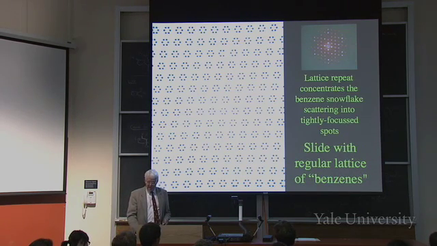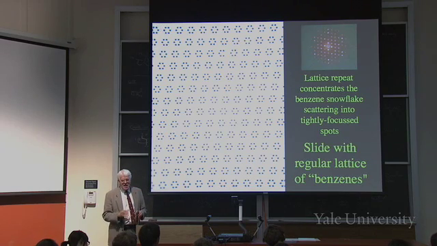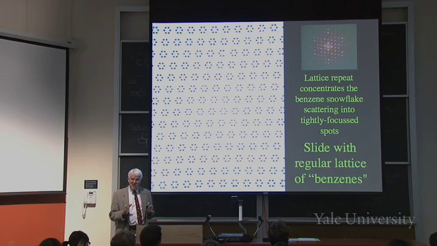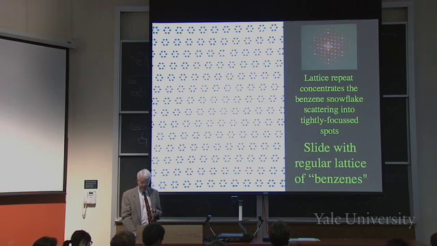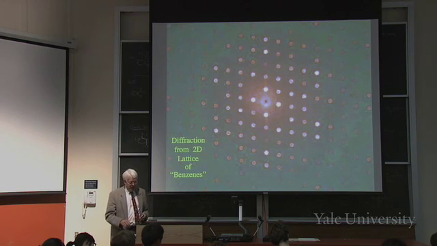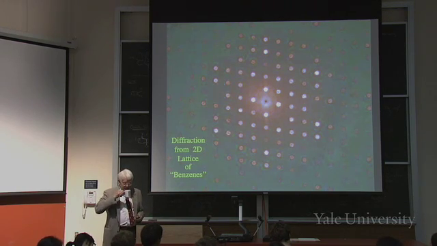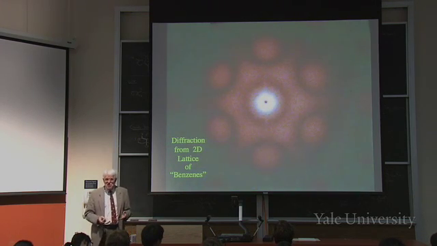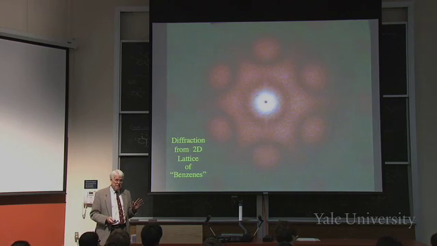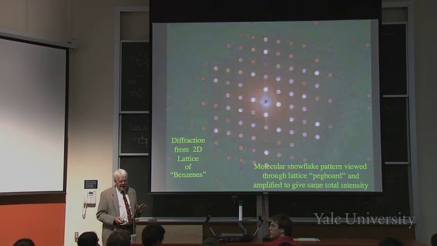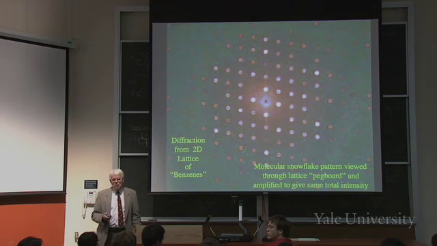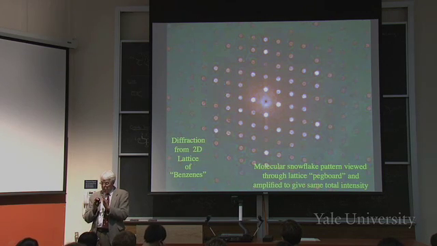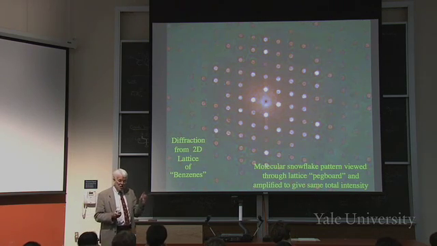So what this means is that the lattice repeat concentrates the snowflake scattering into tightly focused spots on a regular pattern. This is the diffraction from a 2D lattice of benzenes, which is the same as the underlying snowflake that came from just one, but it's as if it were being viewed, as I said last time, through a pegboard. All that scattering gets concentrated into a few very bright, regular points.